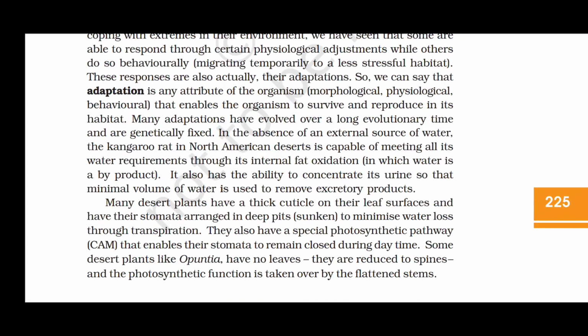Many desert plants have a thick cuticle on their leaf surfaces and have their stomata arranged in deep pits, sunken to minimize water loss through transpiration. They also have a special photosynthetic pathway, CAM, that enables their stomata to remain closed during daytime. Some desert plants like Opuntia have no leaves. They are reduced to spines and the photosynthetic function is taken over by flattened stems.